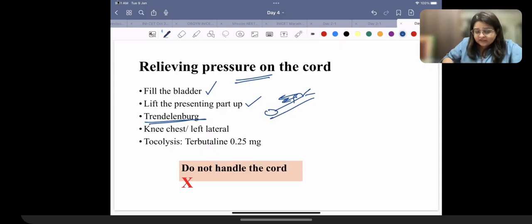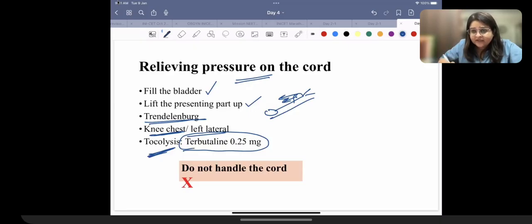Roll her onto the left lateral or the knee chest position. Okay, so make her go on the side or roll her over completely. You can even give tocolysis. The best drug we can give, which will stop the contractions for some time, is terbutaline 0.25 milligrams subcutaneous injection. Okay, so you're going to relieve pressure on the cord.